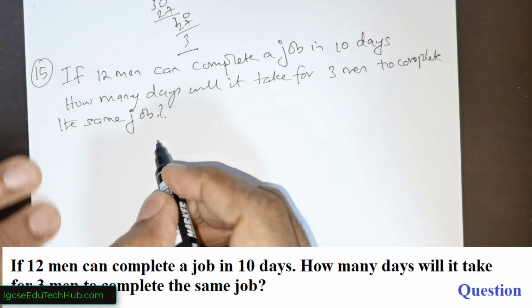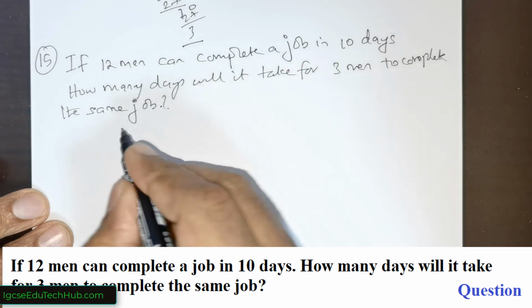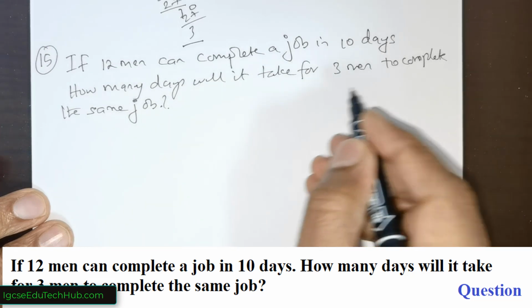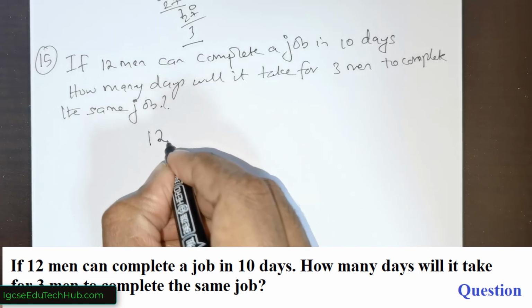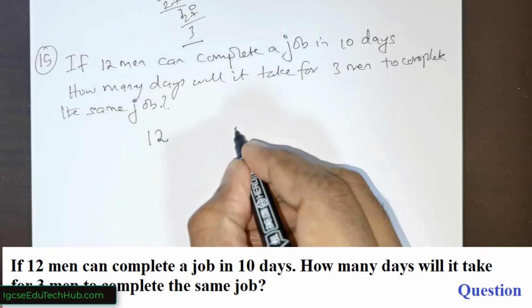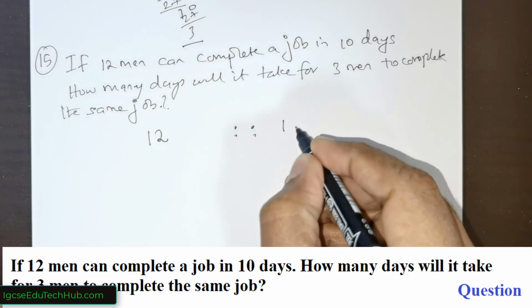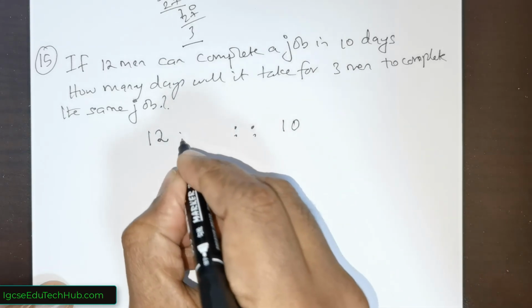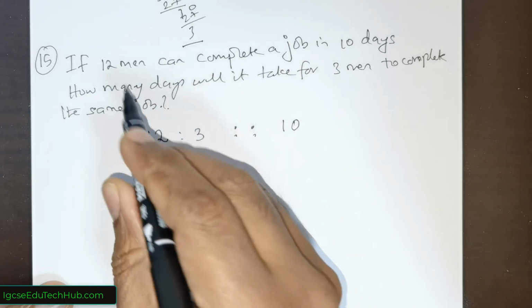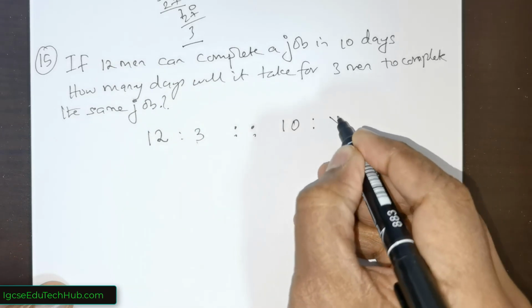Okay, we got another beautiful question. If 12 men can complete a job in 10 days, how many days will it take for 3 men to complete the same job? So let's build up the system like this. 12 men, and they are able to complete the job in 10 days. Now the question is, if the men are reduced to 3, what will be the number of days required?